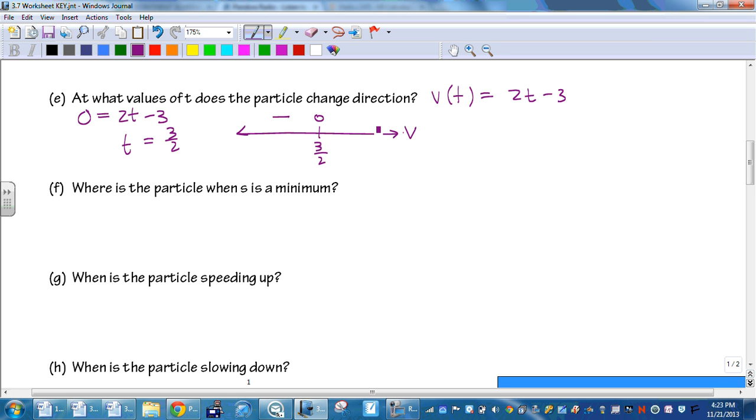To the right, we're going to check out what happens when t is 2. If we put 2 in for the velocity, we're going to get a positive number. And all of the velocities are going to be positive to the right of 3 halves. So at this point, t equals 3 halves, our particle is changing directions, because from 0 to 3 halves, it's moving to the left. Then from 3 halves on, it's moving to the right. So what values? The only value that it changes is at t equals 3 halves.